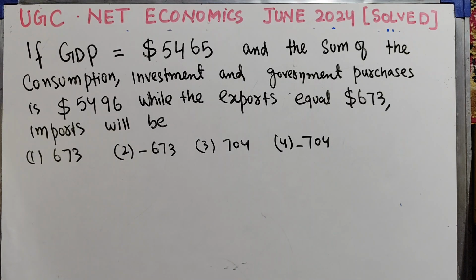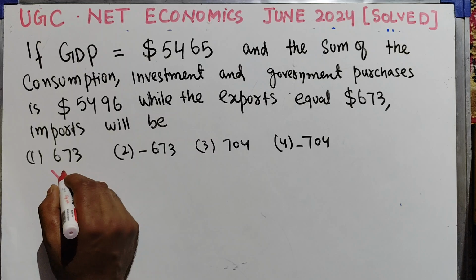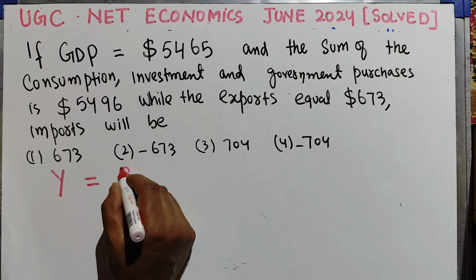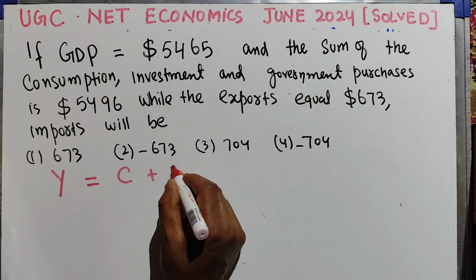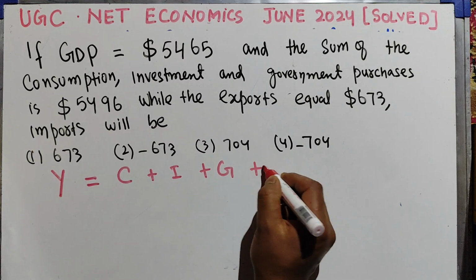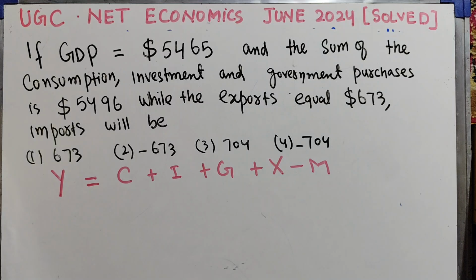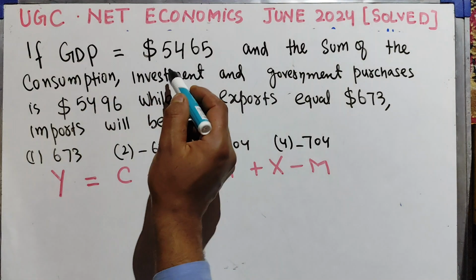Okay, so we know our national income identity in case of an open economy: our total GDP, that is Y, should be equal to the consumption expenditure plus investment expenditure plus government purchases plus exports minus imports. This is our open economy national income identity. Now this Y is here our GDP. So what is the value of GDP?